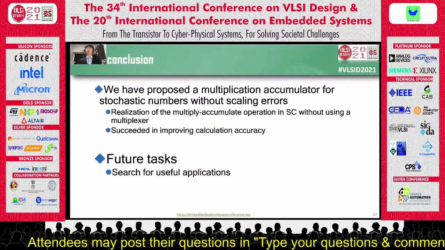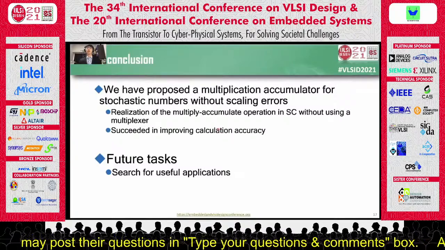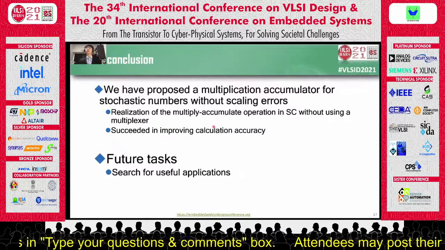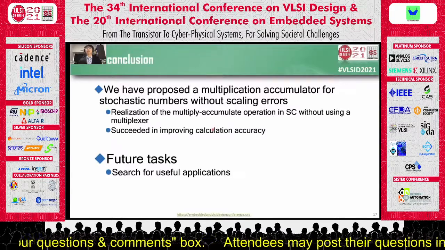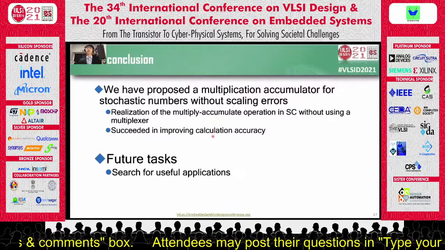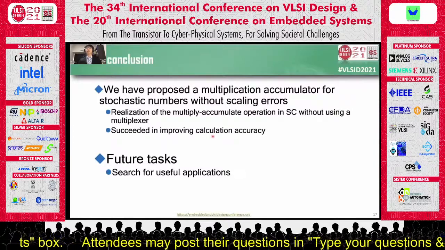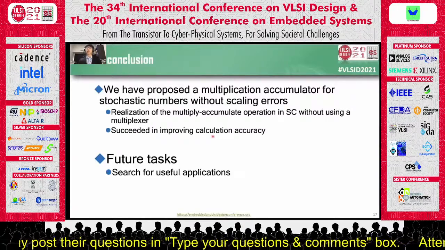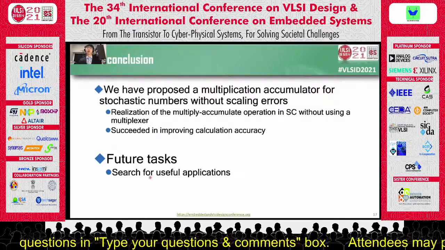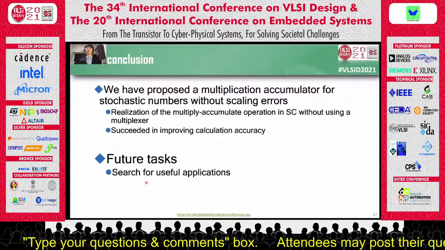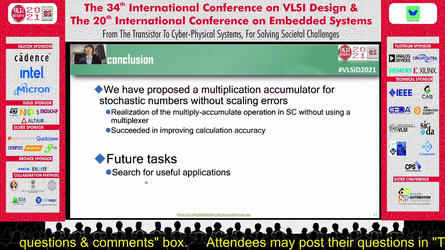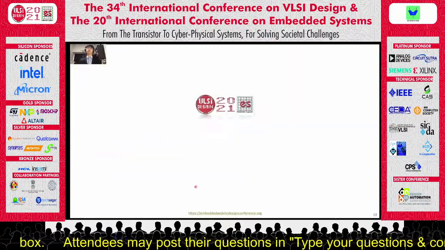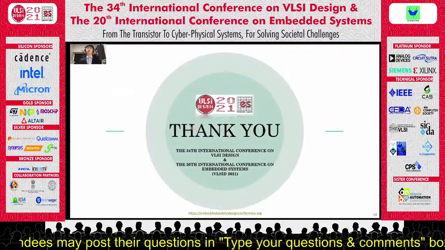This is our conclusion. In this presentation, we proposed a multiply-accumulate calculator in SC that suppresses information loss. As a result of the experiment, it was confirmed that the calculation accuracy is improved. Future work is to investigate how effective this proposed method is in actual applications. Thank you for your attention.